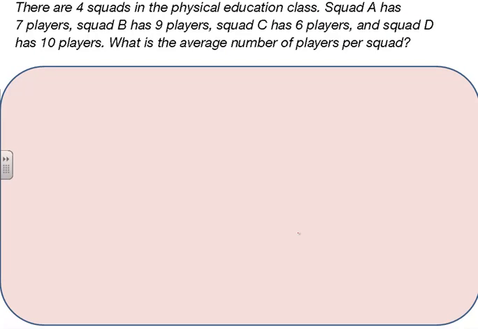There are 4 squads in the physical education class. This is going to be a question that deals with the mean or the average. There are 4 squads, so there's 4 teams, let's say, in a PE class. Squad A has 7 players. Squad B has 9 players. Squad C has 6 players. And Squad D has 10. So what's the average number of players per squad?